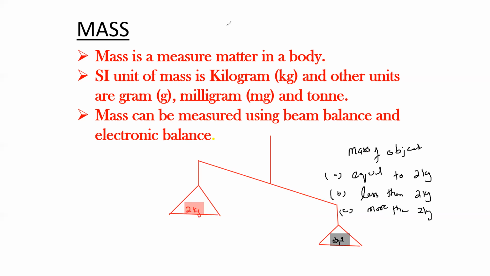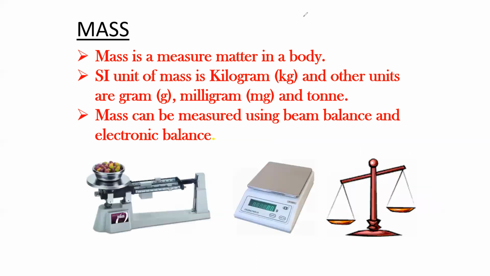The correct answer for this one is that it is more than 2 kilogram. That's why the pan tipped more towards the object. So the object's weight is more than 2 kg. So a beam balance can be used to compare the masses of objects.